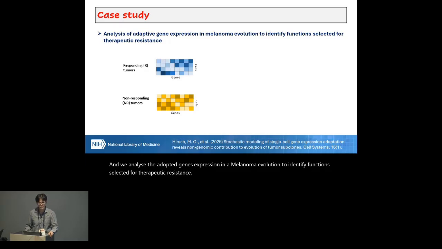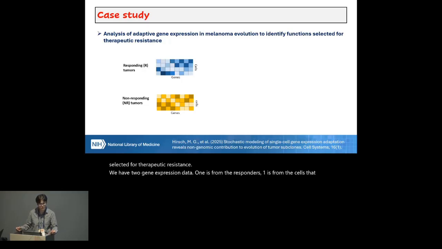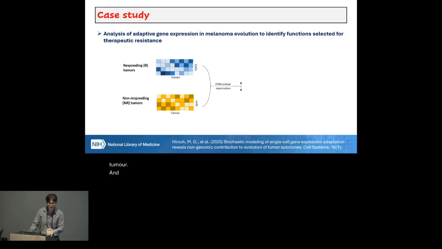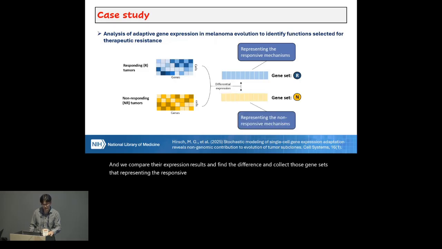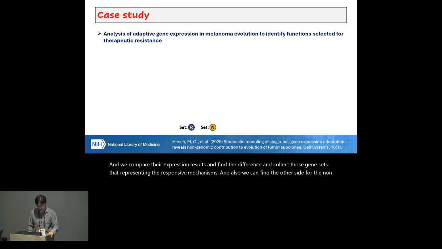We have two gene expression datasets. One is from the cells that respond to the tumors, and the other one is from the cells that don't respond to the tumor. And we compare their expression results, find the differences, and collect those gene sets representing the responsive mechanisms. And also we can find the other side, the gene sets for the non-responsive mechanism.